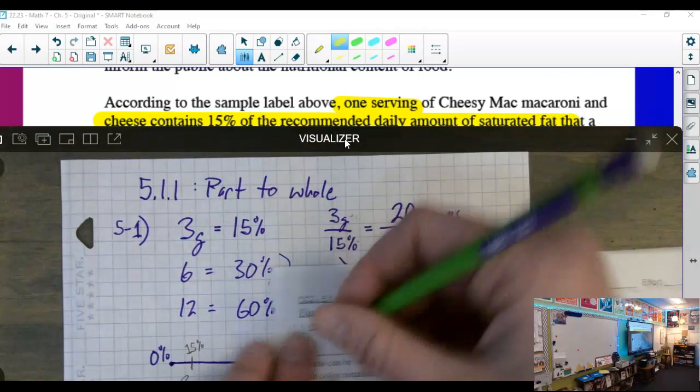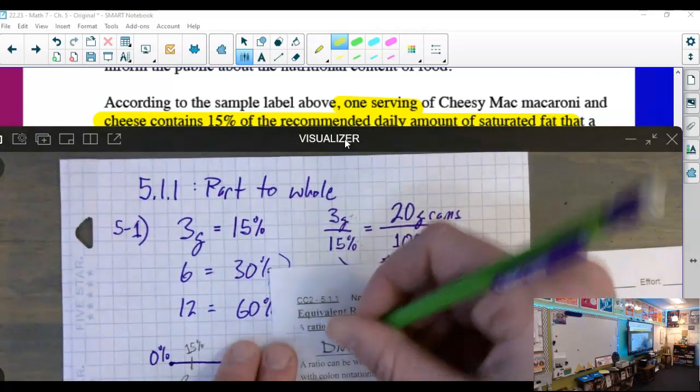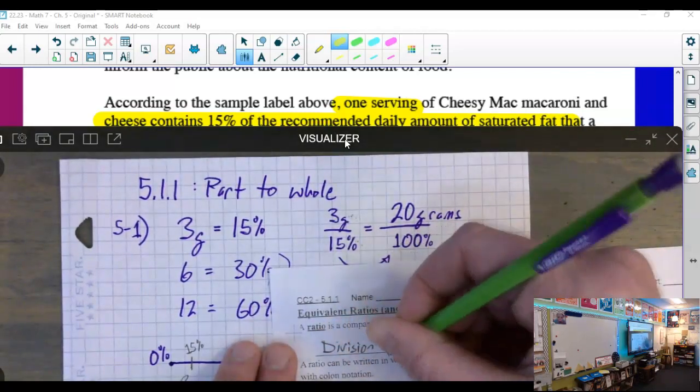A division. A ratio sets up division or a fraction.